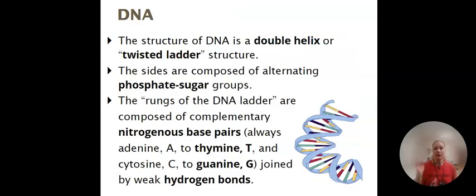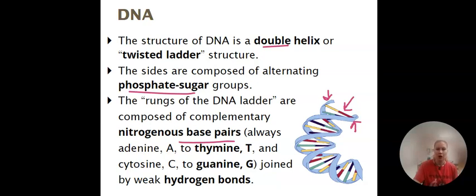Okay. So starting off talking about DNA, remember our structure of DNA is described as a double helix or a twisted ladder. So it is a double helix. So you have the two outside strands of the double helix, which are your alternating phosphate and sugar groups. The rungs of the double helix are going to be your complementary nitrogen base pairs.